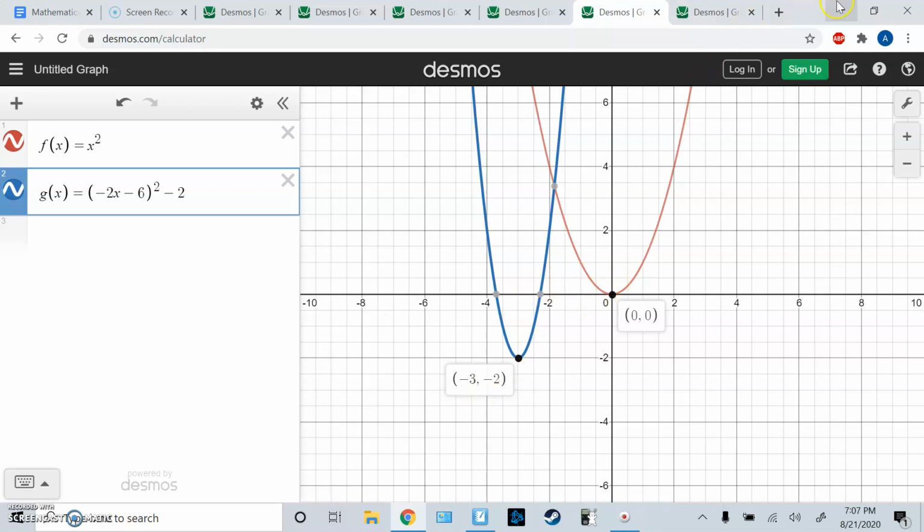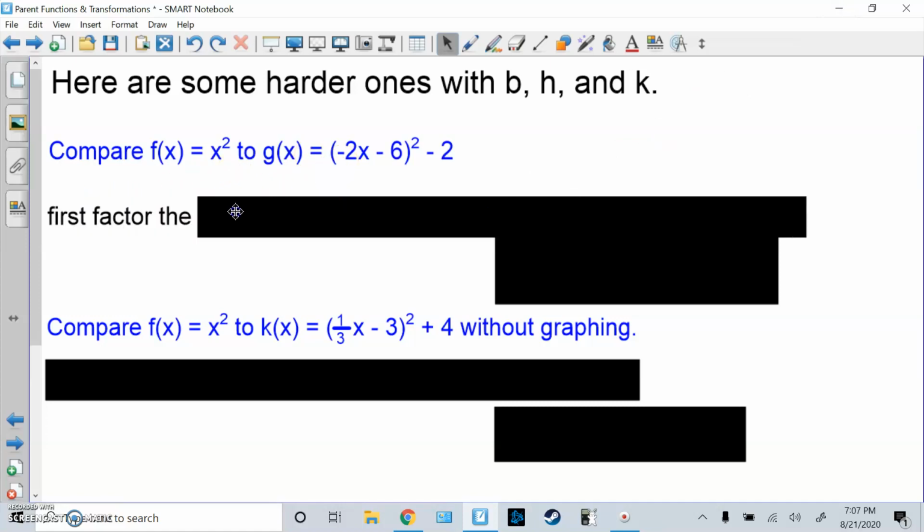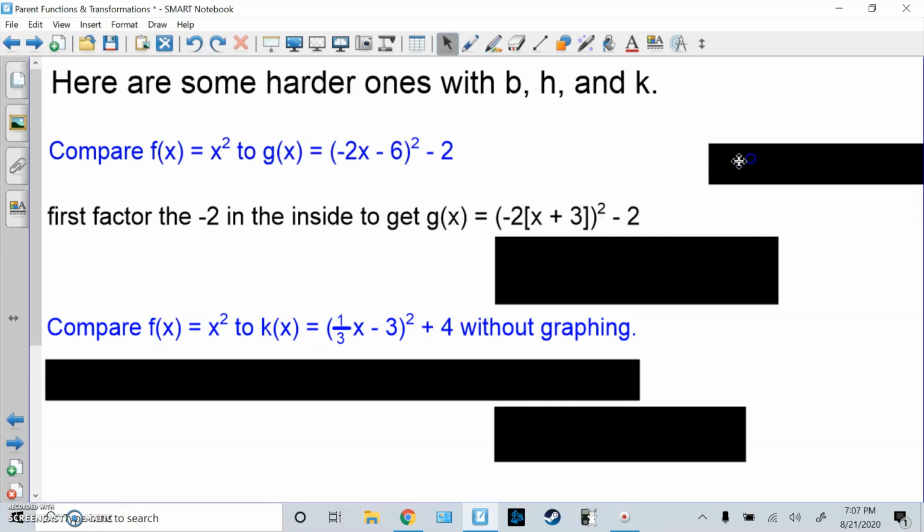So let me show you how they got that negative 3. First, if you have B, actually you have to factor. So we're going to take out that negative 2 from everything inside the parentheses. If I take out negative 2, negative 2x divided by negative 2 is just x. Then negative 6 divided by negative 2 is positive 3. And it's still in the parentheses, we're not squaring it yet. Then everything else stays the same.